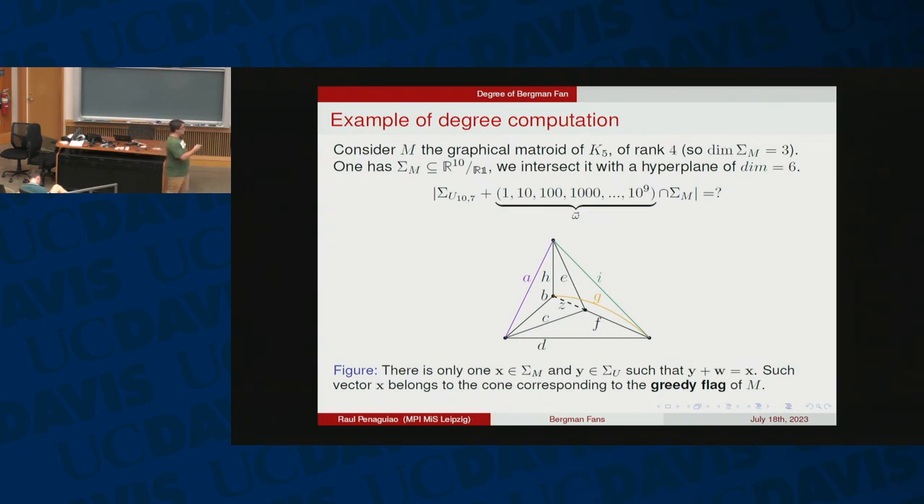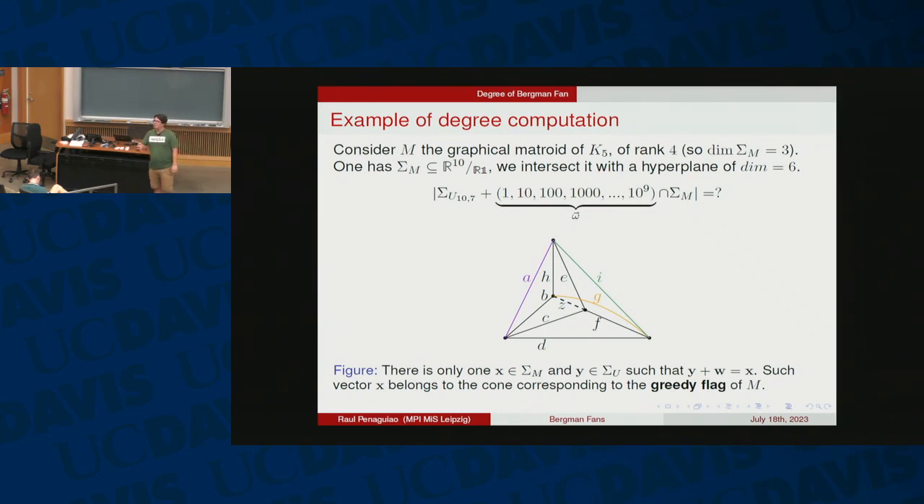So we want to count the number of intersection points between this fan, the Bergman fan of the uniform matroid, and this fan. And we do sort of a wiggle. This is this displacement. If the displacement means something to you, that's probably this. You're displacing one of the fans a bit by some generic vector. And then you count how many points are in the intersection. It turns out there's only one point.